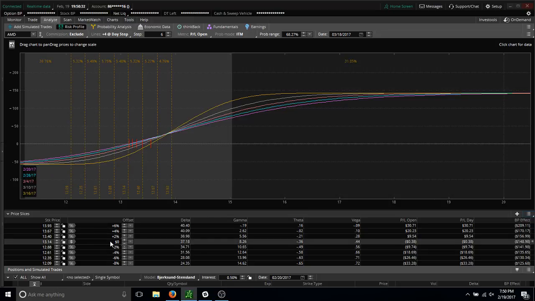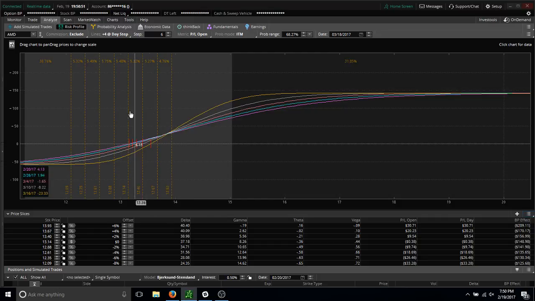So you can see here we have our base price of 13.14, and then 2% higher, 13.40, and from here on out. And the same thing with going backwards. So if we're predicting this to go 6% higher, then this is here, and you can set this custom.